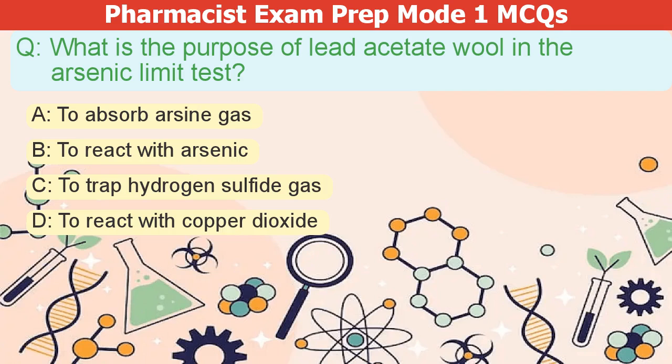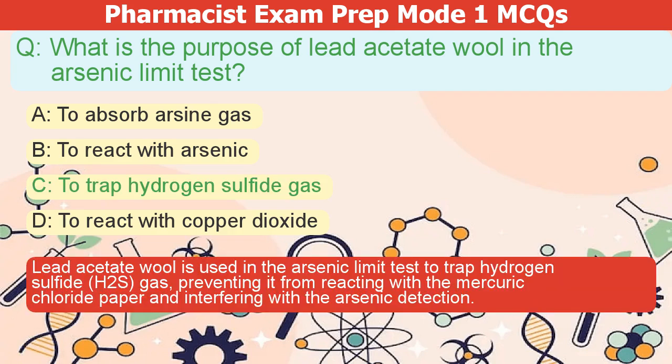What is the purpose of lead acetate wool in the arsenic limit test? A. To absorb arsine gas. B. To react with arsenic. C. To trap hydrogen sulfide gas. D. To react with copper dioxide. The correct answer is C. Lead acetate wool is used in the arsenic limit test to trap hydrogen sulfide, H2S, gas, preventing it from reacting with the mercuric chloride paper and interfering with the arsenic detection.